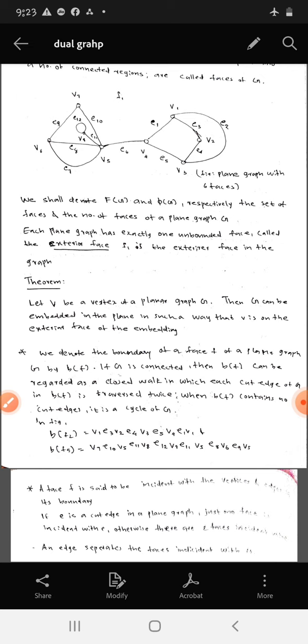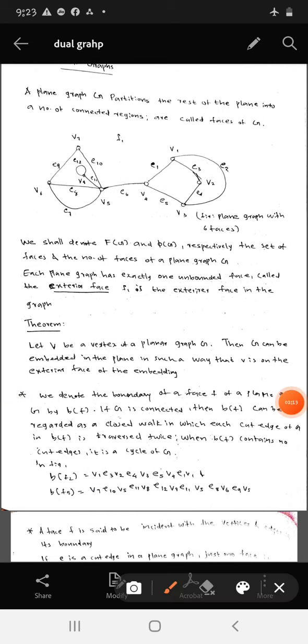In the figure, B of F2: V1, E3, V2, E4, E5, V4, E1, V1. So this is a cycle.